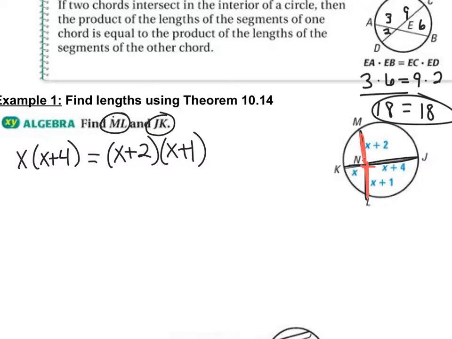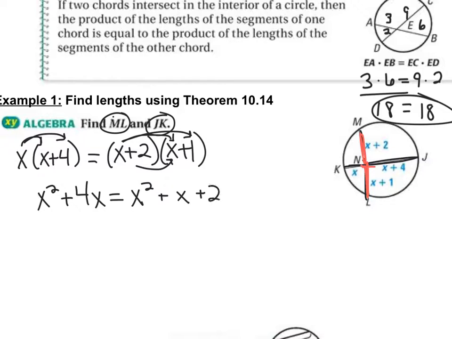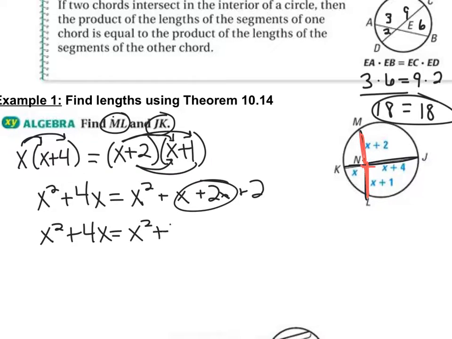So we will distribute on this side, x times x plus 4, so we get x squared plus 4x. And then we have to FOIL on this side, so we do x times x, which is x squared, x times 1, which is just x, 2 times x, which is 2x, and then 2 times 1, which is just 2. You should see that we have to combine like terms there, so x squared plus 4x stays there, x squared plus 3x plus 2 on this side.